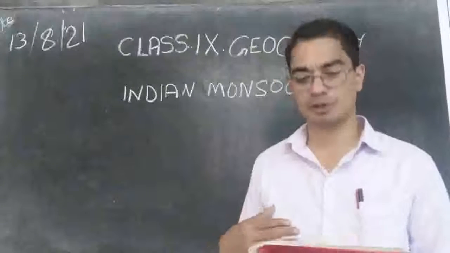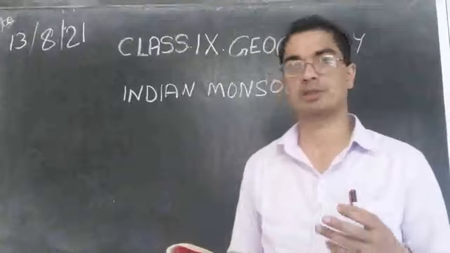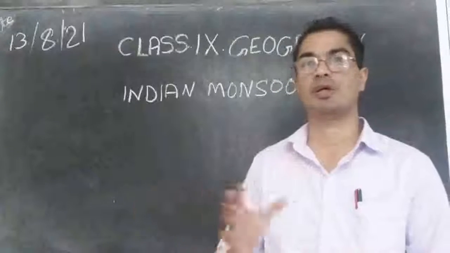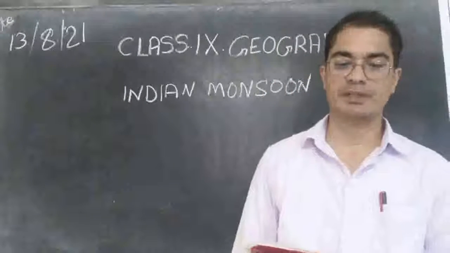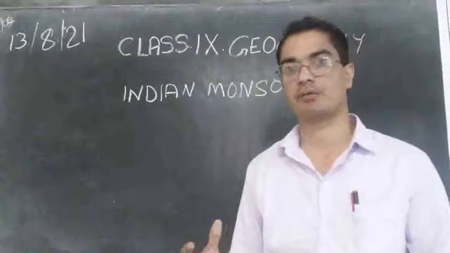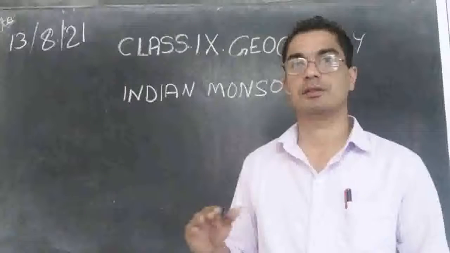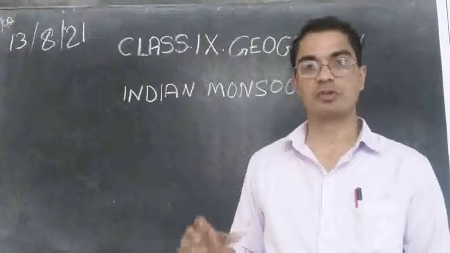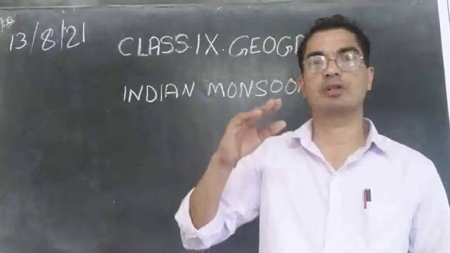And in order to understand this monsoon in a better way, we have to learn about certain winds that are blowing in this region. And the first one is the differential heating and cooling of land and water. So you know already that fact, that land and water are not getting heated up equally. The land becomes hot very fast, but the water becomes hot slowly.